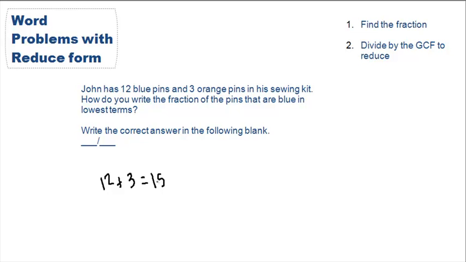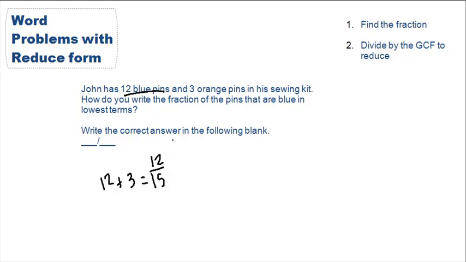The question asks, what fraction of the pens are blue in lowest terms? We know that John has 12 blue pens, so the total fraction is 12/15. This is what we need to reduce. Step number 2 says divide by the greatest common factor to reduce.